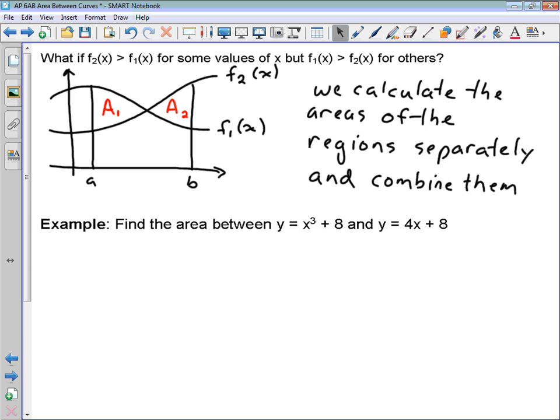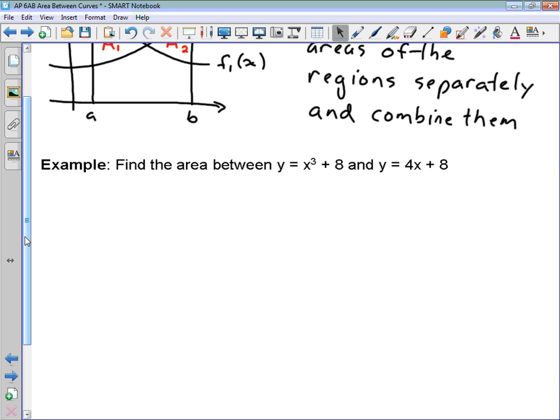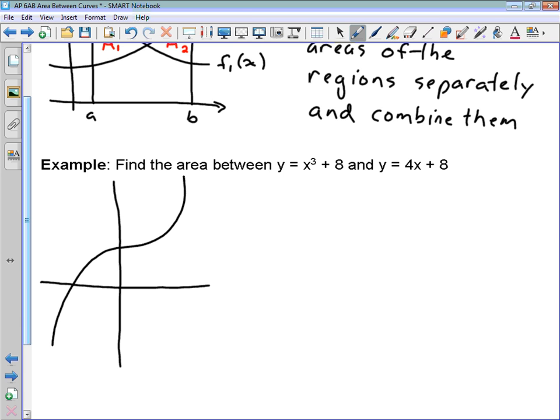So let's take a look at an example here. Find the area between y equals x cubed plus 8 and y equals 4x plus 8. Again, I'll try drawing a little sketch of what's going on. X cubed plus 8 is a cubic, so I'll draw it like that. Four x plus 8 is a linear function.